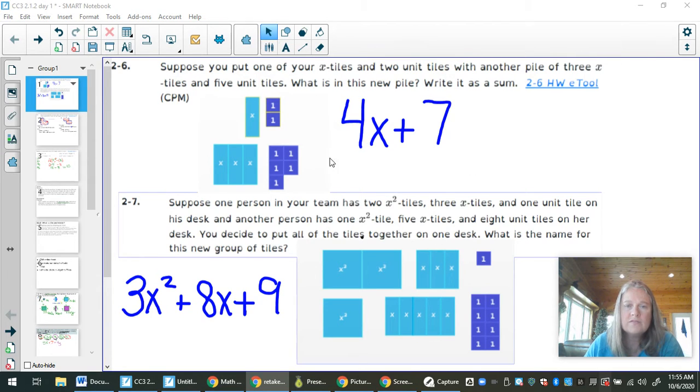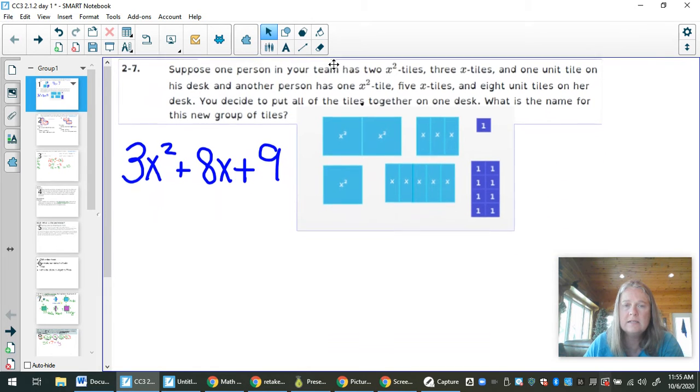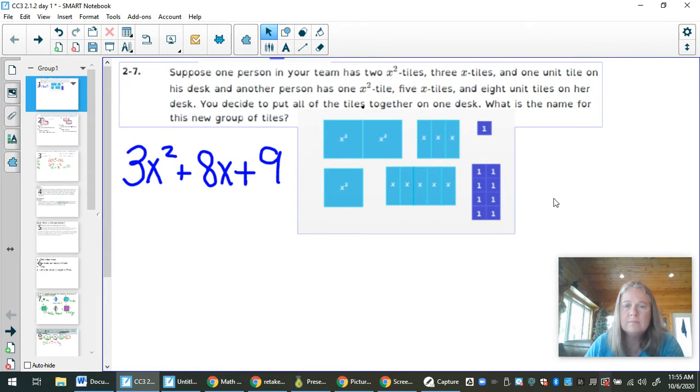So this first problem actually was not assigned. Number 7, you end up with 3 x squared tiles, 8 x's, and 9 ones. So 3x squared plus 8x plus 9, and they don't have to be in that order. You could have 8x plus 9 plus 3x squared, but the 3 needs to be with the x squared, the 8 needs to be with the x, and the 9 needs to be on its own.